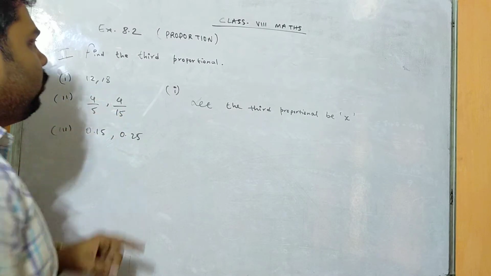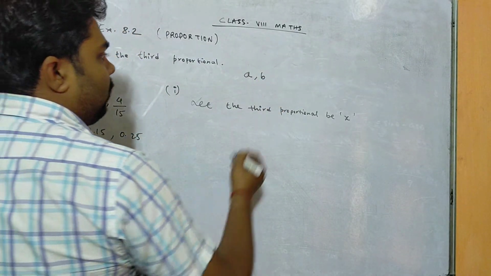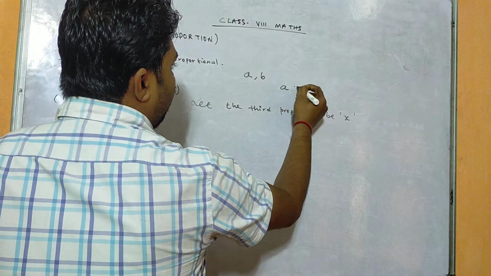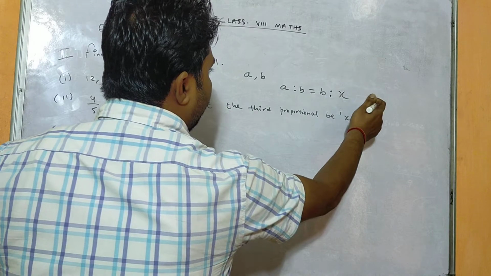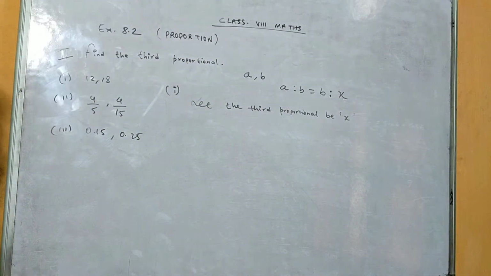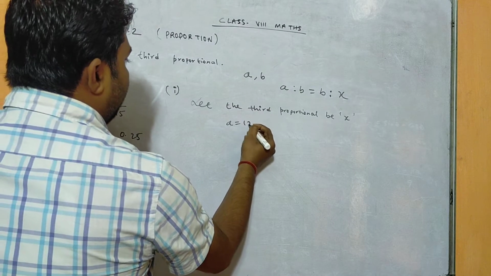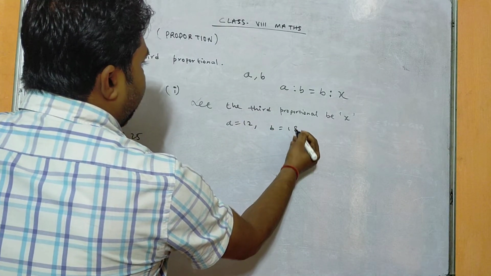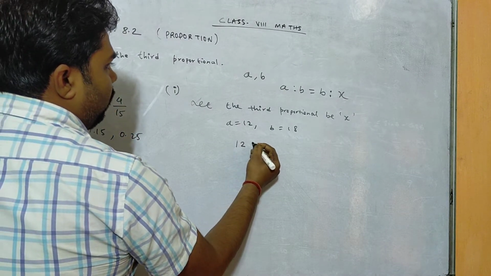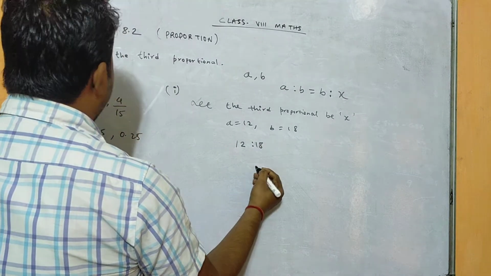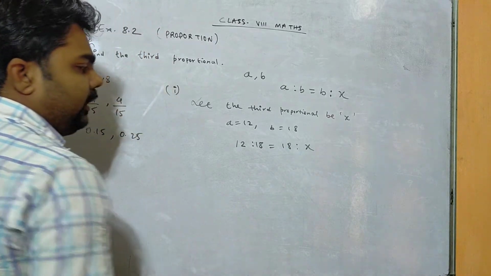Now as here only two numbers are given, suppose a and b are given in the question, then what will be our third proportion? Then we have to write a is to b equals to b is to x. Okay, so this one we have to follow. So what is our a here? Our a is 12 in this question and b is 18. So if I put in this formula, then what I will get here? 12 is to 18 equals to 18 is to x, right?